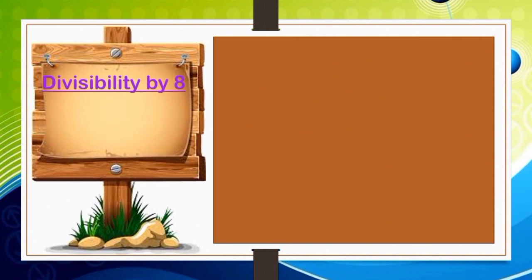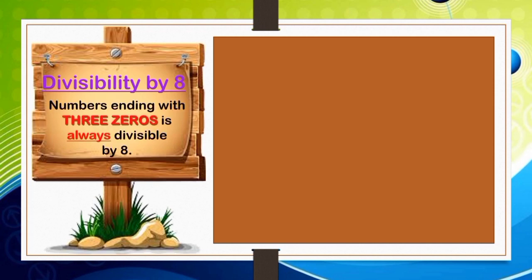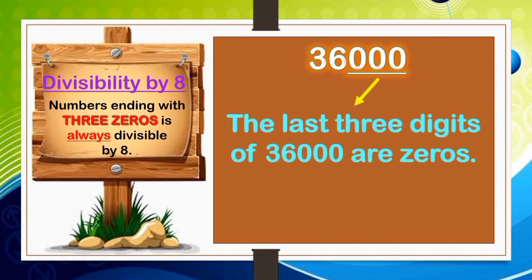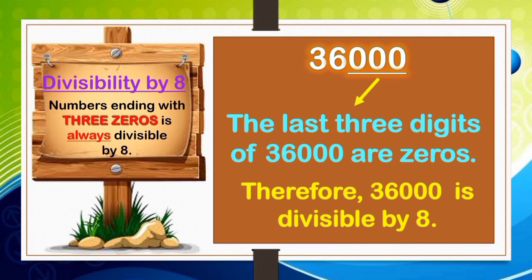The second rule for the divisibility by 8 states that numbers ending with 3 zeros is always divisible by 8. Let us use this number, 36,000. Take a look at the last 3 digits. The last 3 digits of 36,000 are zeros. Therefore, 36,000 is divisible by 8.